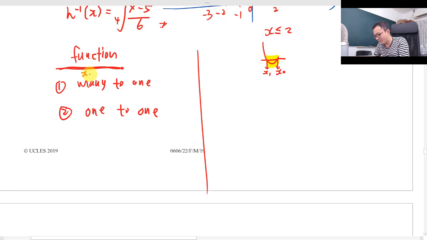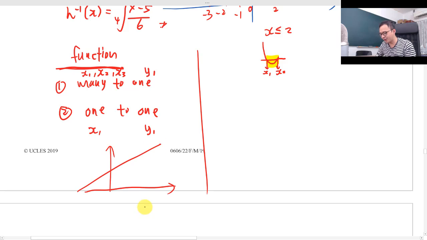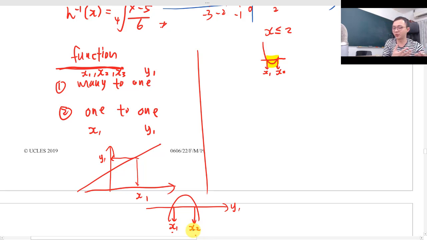Many to 1, that means you can have many x value, x1, x2, x3 go into only one y value. 1 to 1, that means one x value go into one y value. It's quite straightforward. If in the graph here, it's a straight line graph, you can see one x value only leads to one y value, isn't it? So this one is considered 1 to 1. Many to 1 is like U shape or N shape. So you can see one y value, y1 can lead to 2 different x value, x1, x2. So you can see many x value go into one y value, we call many to 1.